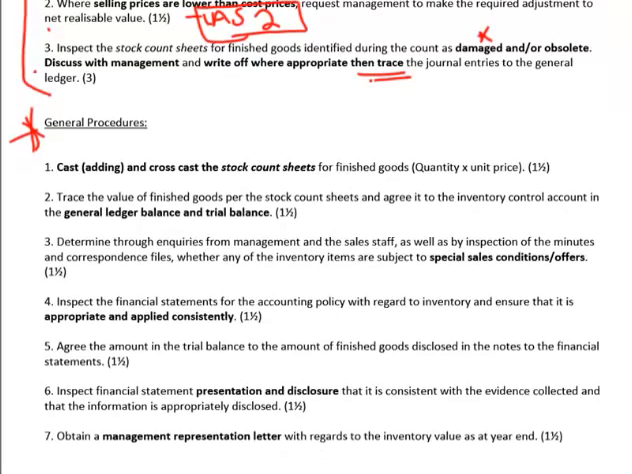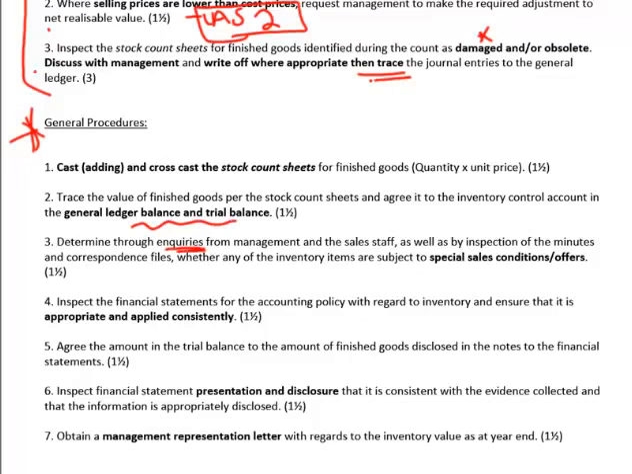Says, cast and cross-cast the stock count sheets for finished goods. Okay, so we're taking our stock count sheets, adding them, re-adding them, making sure the totals are correct. Secondly, trace the value of finished goods per the stock count sheets and agree it to the inventory control account in the general ledger and trial balance. So were those values that we counted at the stock count, were they correctly entered into the GL at year end?